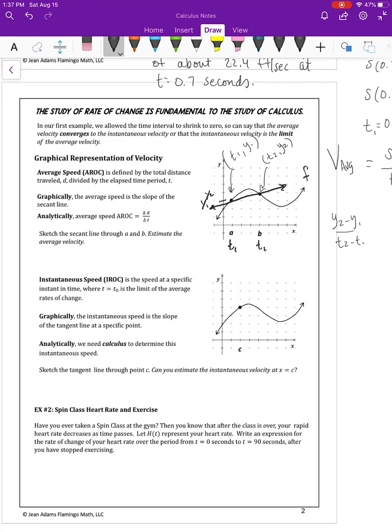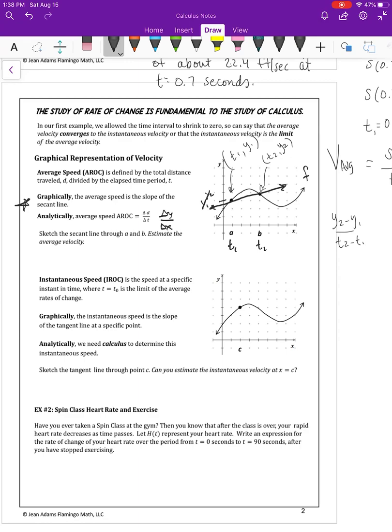It says average speed, which sometimes we call AROC, is defined by the total distance traveled d divided by the elapsed time period t. Graphically, the average speed is the slope of the secant line. There it is right there, what I just said. Analytically, average speed is the change in d over the change in t. Okay, so this is actually y and x. So for this particular one, it's the change in y over the change in x, right? But we called it t, and I kept it y.